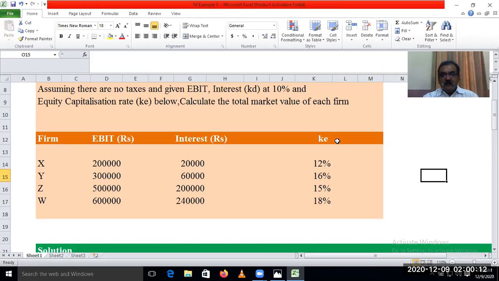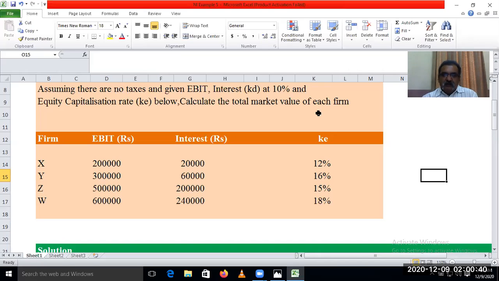Another thing is given, that is equity capitalization rate, that is the cost of equity. X 12%, Y 16%, Z 15%, and W 18%. So this is the given information. On the basis of that, what is asked to us? Calculate the total market value of each firm. It is asked to calculate total market value of each firm.